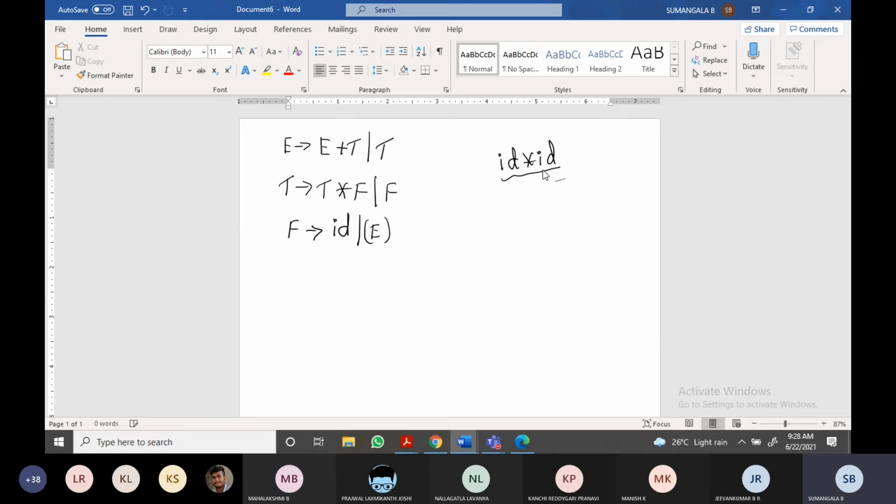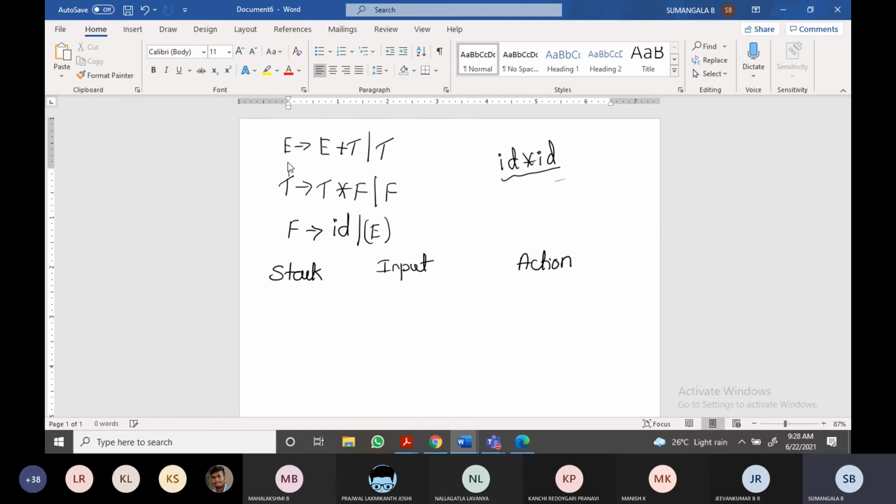You have to check whether this input string is accepted by this grammar or not, and we have to assume that E is the starting symbol of the grammar. So in the case of shift reduce parsing, you can take 3 columns like this. First one is stack. Next one is input buffer, which always consists of the rest of the input string which needs to be parsed. And the third column you can take as action.